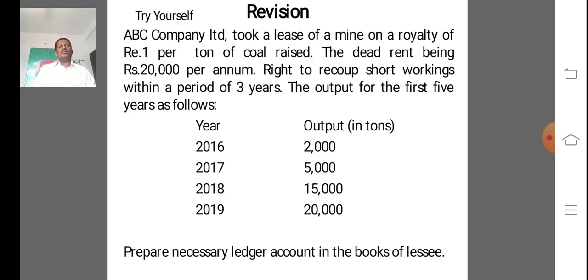Years 16, 17, 18, 19: 2,000, 5,000, 15,000, 20,000. The output is for only 4 years, not 5 years, just a mistake. Prepare necessary ledger accounts in the books of the lessee.